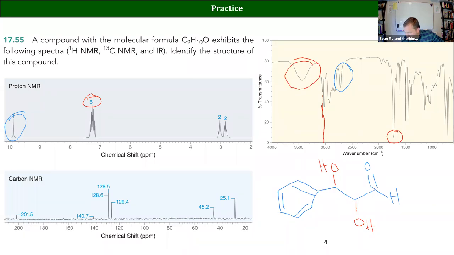But if we remove those two potential alcohols, I believe that fits our formula. We've got five hydrogens on the benzene ring, two, and one. So that gives us a total of another five hydrogens. That matches the formula, C9H10O.